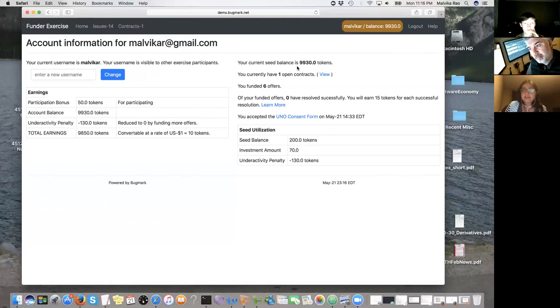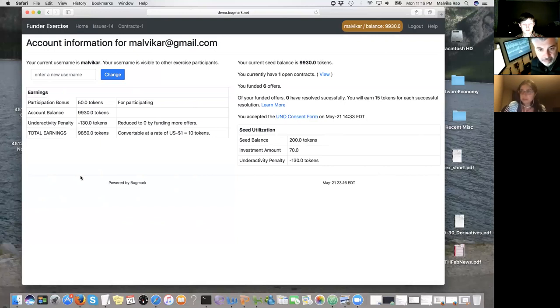It shows my seed balance. So this is the number of tokens that I have left after funding. This is the seed money that was given to me. And it tells me that I have 1 open contract. I funded 6 offers. It tells me that I've accepted the UNO consent form on this day at this time. And then there's additional information.